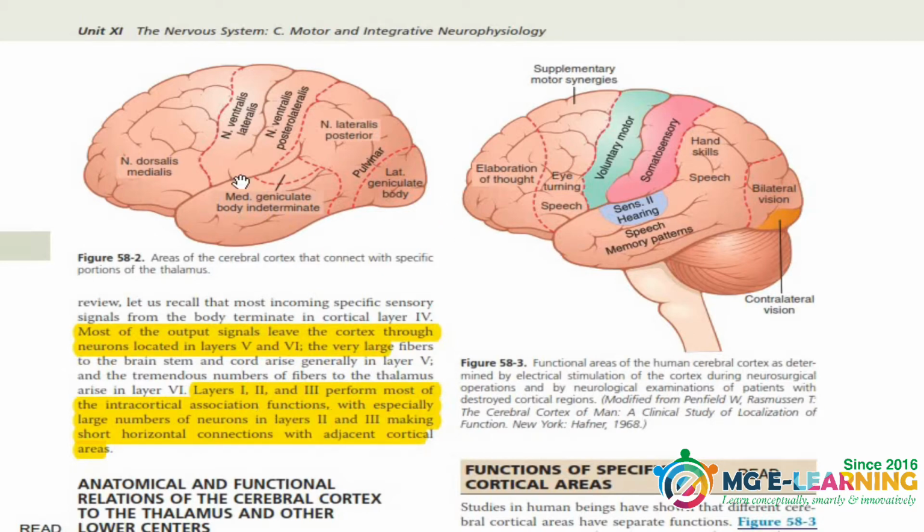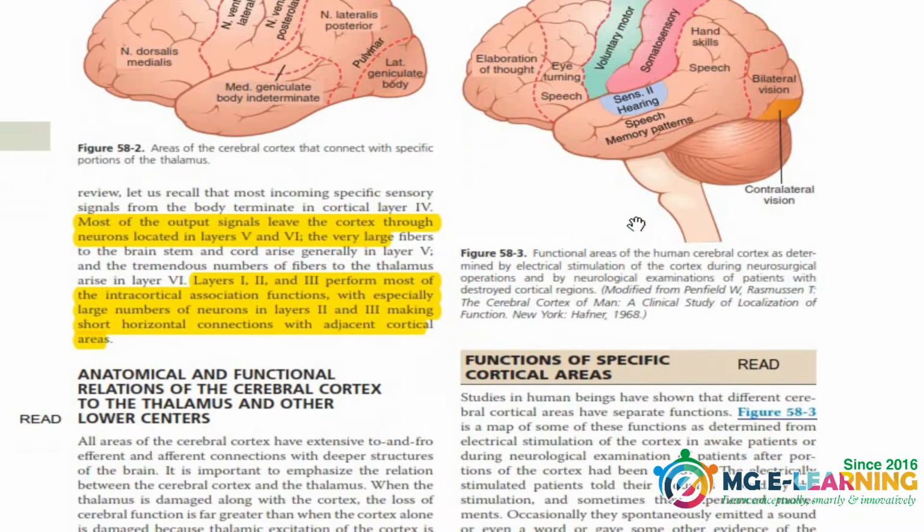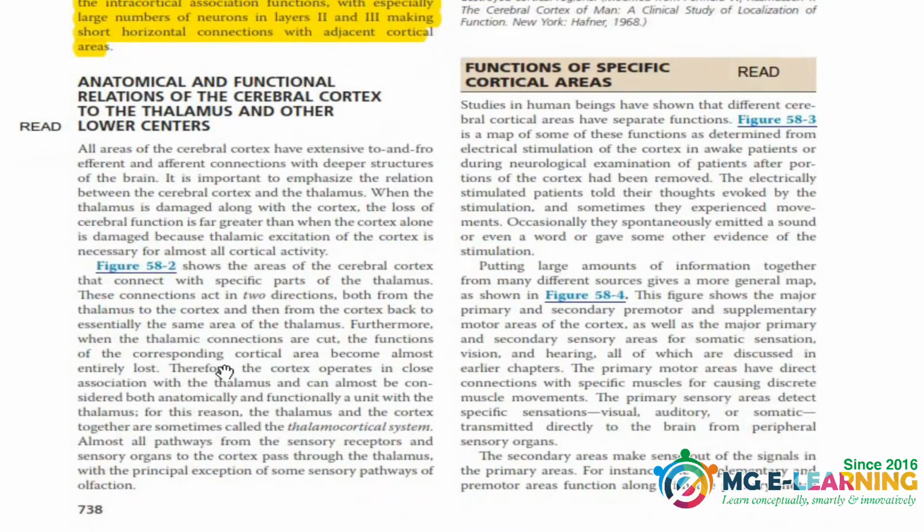Now the figures. These 2 figures are very important. You have to draw this in paper and you have to write a little bit detail about the functional areas of the human cerebral cortex. This topic is coming forward in detail, so we will see it. Now, anatomical and functional relations of the cerebral cortex to the thalamus and other lower centers. This topic is for your reading. You have to make your concepts from this topic.